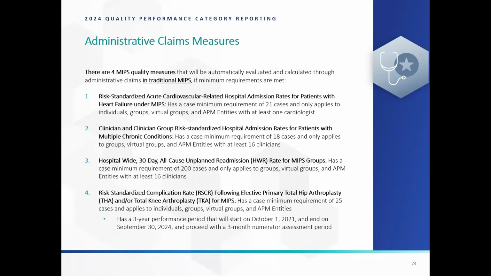Now I'm going to discuss administrative claims measures. There are 4 MIPS quality measures that will be automatically evaluated and calculated through administrative claims and traditional MIPS if minimum requirements are met. So the following are the 4 administrative claims measures: risk standardized acute cardiovascular related hospital admissions rate for patients with heart failure under MIPS, clinician and clinician group risk standardized hospital admission rates for patients with multiple chronic conditions, hospital-wide 30-day all-cause unplanned readmissions rates for MIPS groups, risk standardized complication rate following elective primary total hip arthroplasty and or total knee arthroplasty for MIPS. Next slide, please.